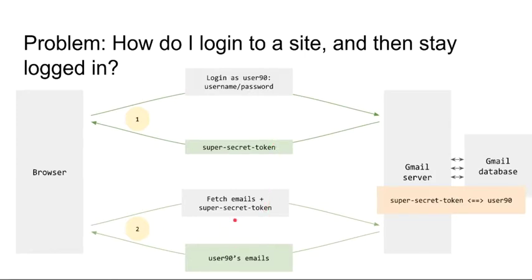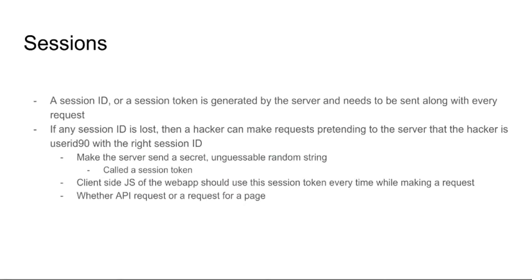And it also solves the problem of authentication for Gmail to understand who is making API requests, right? So a session ID or a session token is generated by a server and it needs to be sent along with every request by the client, which in our case is the browser. It's important to understand that if the session ID is lost or compromised and a hacker gets access to our session ID, then the hacker can make requests using that session ID, which will allow the hacker to fetch the data that belongs to the user.